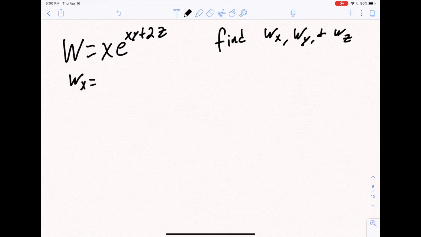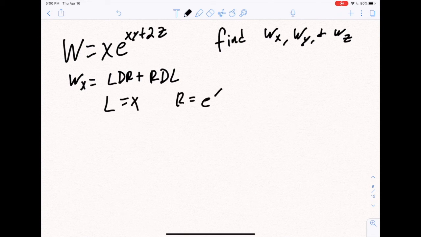Again, here we're going to have to use product rule, no ifs, ands, or buts about it, because we have the function x and the function e to the xy plus 2z multiplied together. So we're going to use LDR plus RDL. Let's write down what all of those are. L, the left function, is just x. R, the right function, is e to the xy plus 2z. If L is x, then DL is just 1.